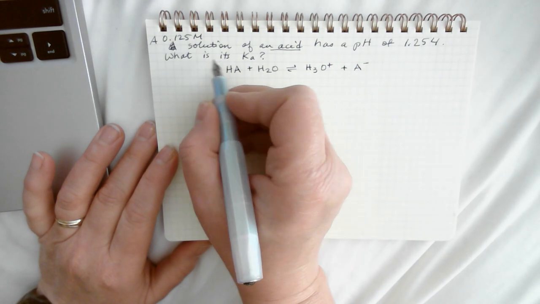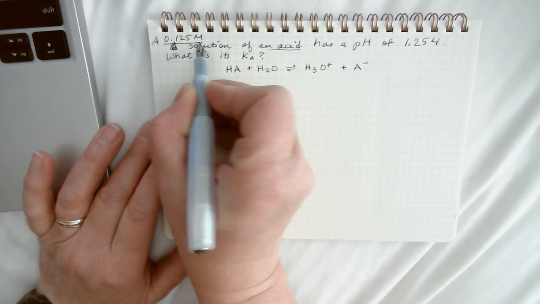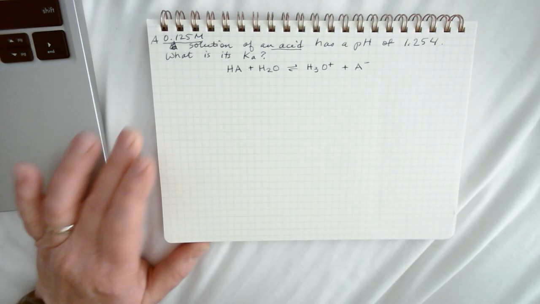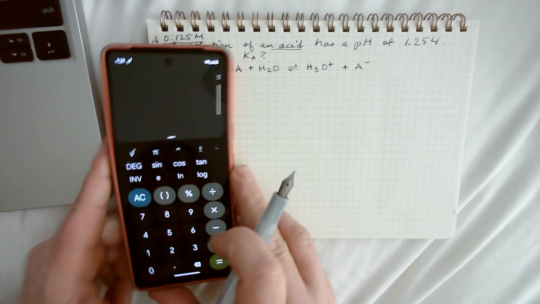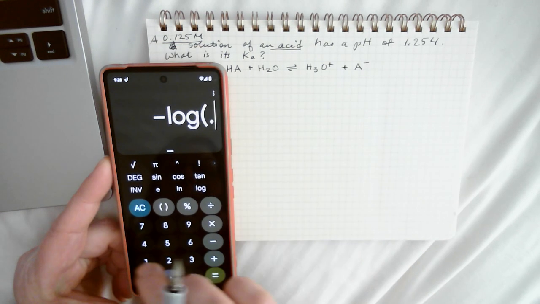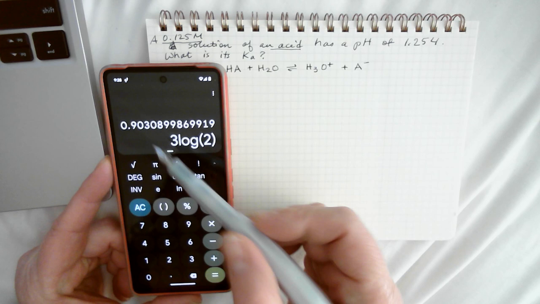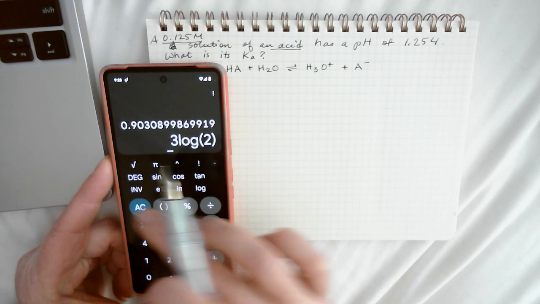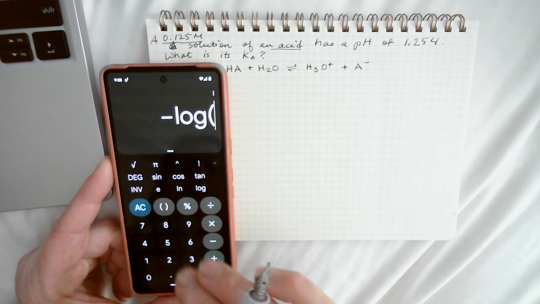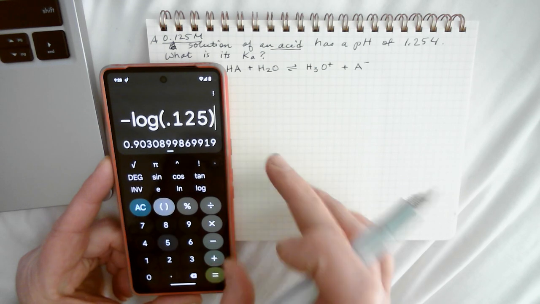The key here is noticing that if HA is a strong acid, then the pH will just be based on the concentration of the solution. And we can check that. We can just quickly say, okay, if the pH is minus log of 0.125, then our pH, oops, what happened there? Let's try that again. Minus log of 0.125.